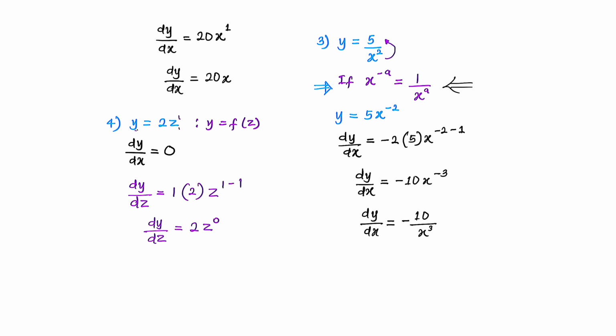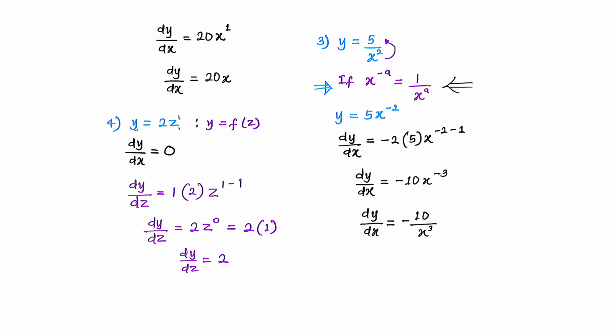So that means 2, z raised to power 0 is 1, because anything raised to power 0 in mathematics is 1. So dy/dz equals 2. As simple as that.